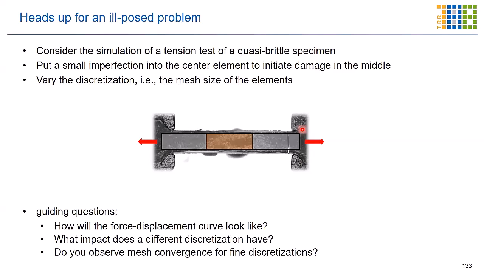The guiding questions could be, how will the force displacement curve of a simulation look like? Do we need to compare that to the experiments later on? What impact now does a different discretization have? What happens if I change the size of these elements? And do we observe mesh convergence for fine discretization?